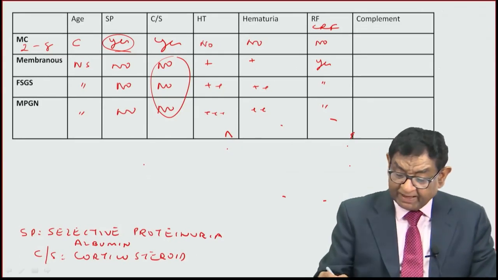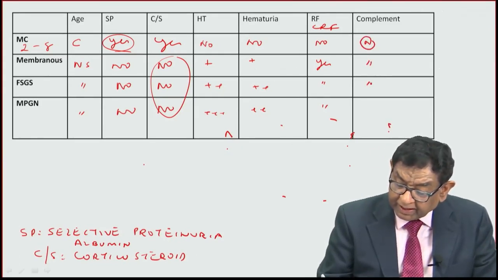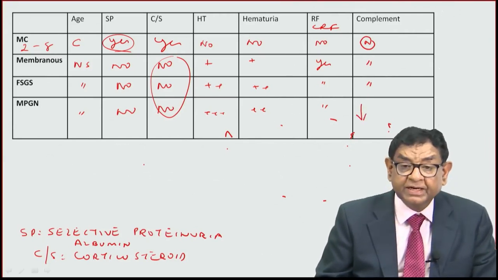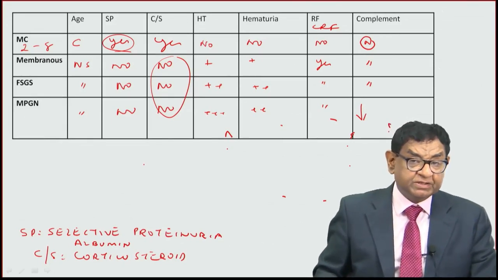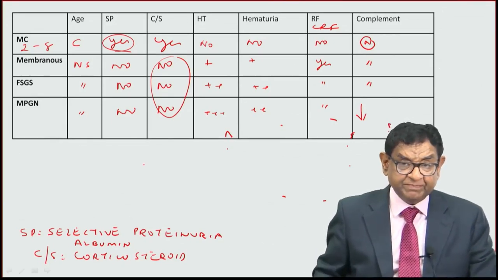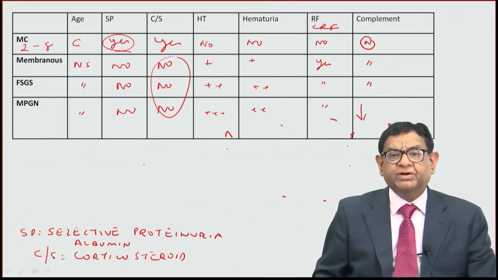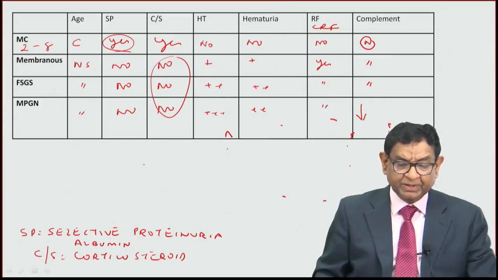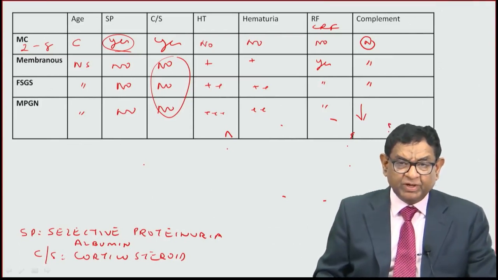Now, complement level: normal, N for normal, and complement level is reduced in MPGN. That means the only condition where complement level is reduced is MPGN. So this gives a beautiful summary of the 4 primary renal diseases which lead to nephrotic syndrome. Now I promise, this table we can revise in only 5 seconds.